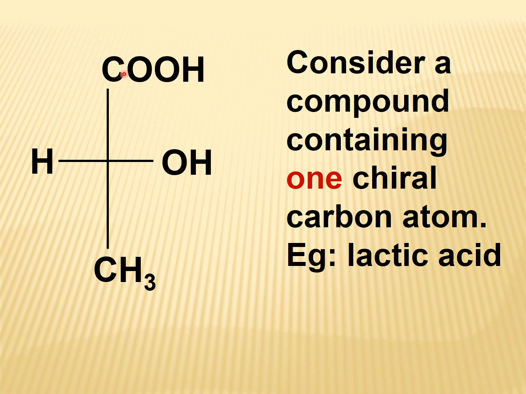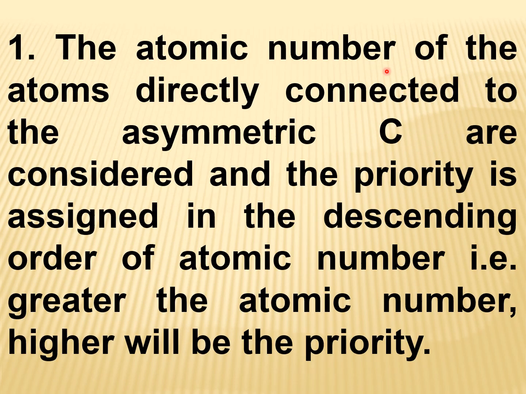Now these four groups have to be assigned priorities based on certain rules. The rules are the same as in the EZ system. So the first rule: the atomic numbers of the atoms directly connected to the asymmetric carbon are considered, and the priority is assigned in the descending order of atomic number. That is, the greater the atomic number, the higher the priority.